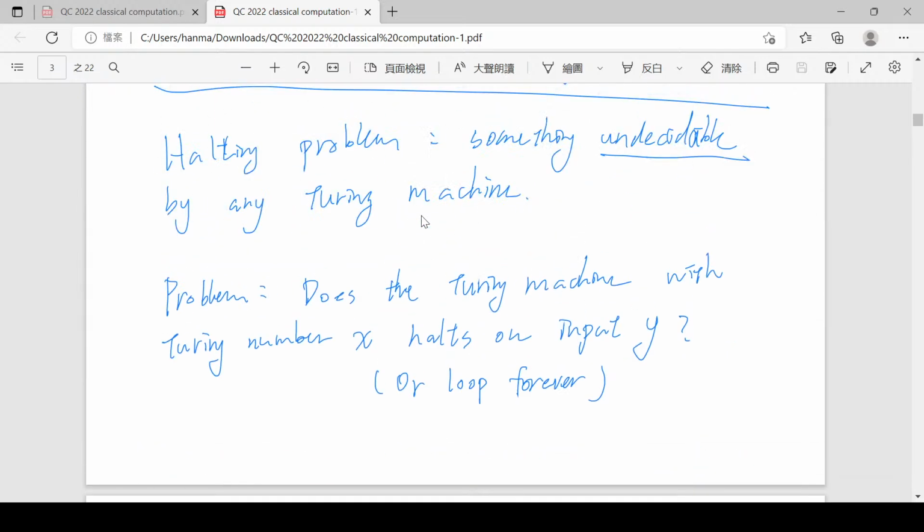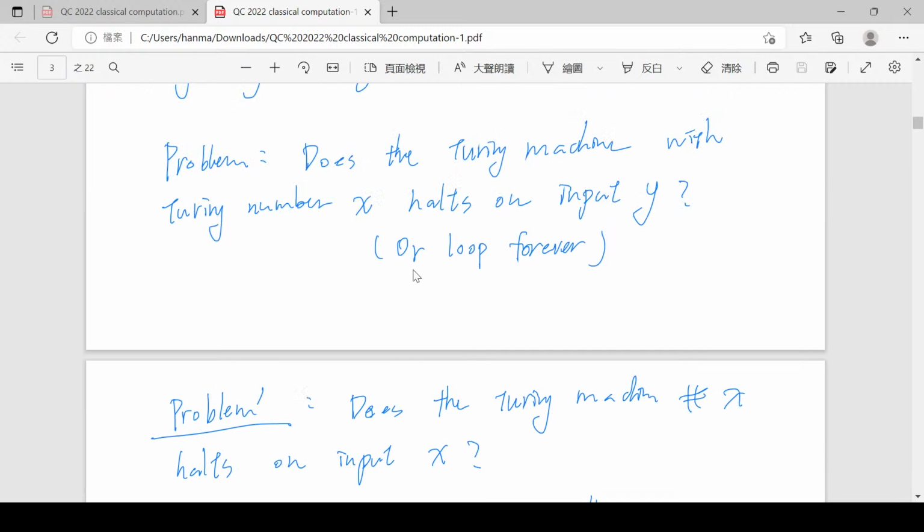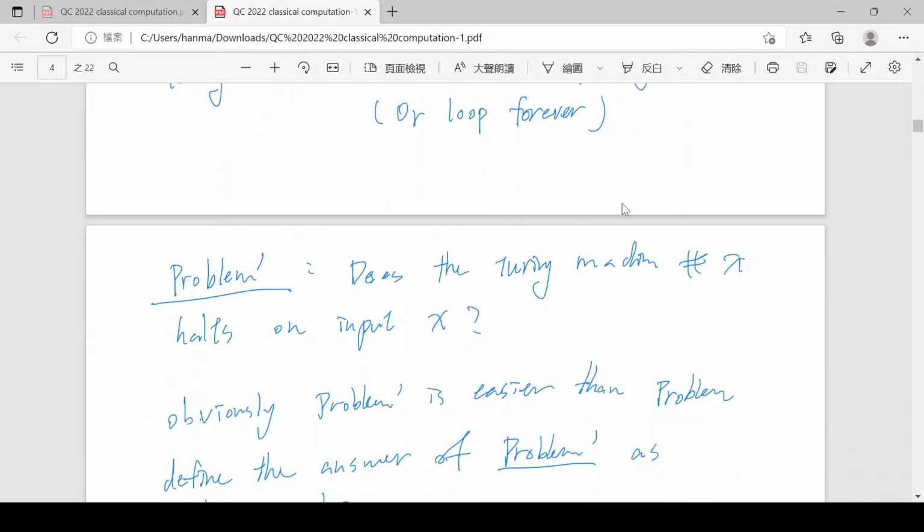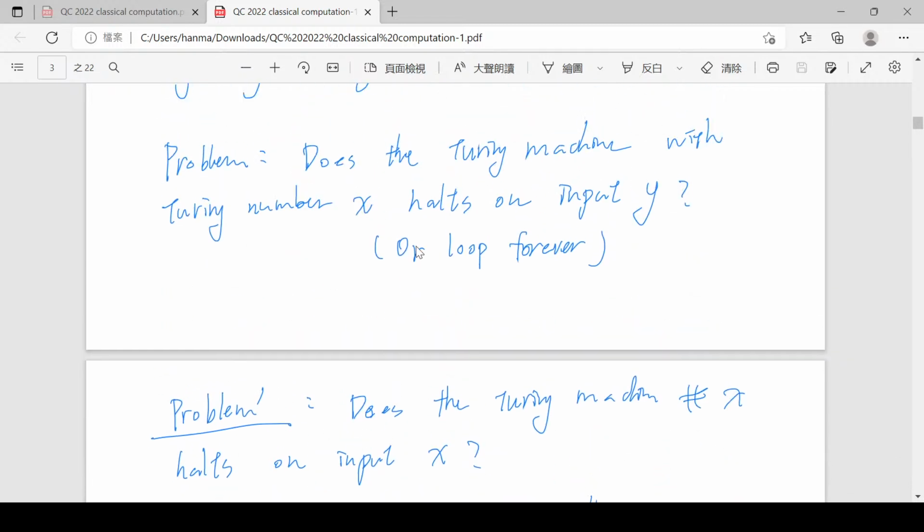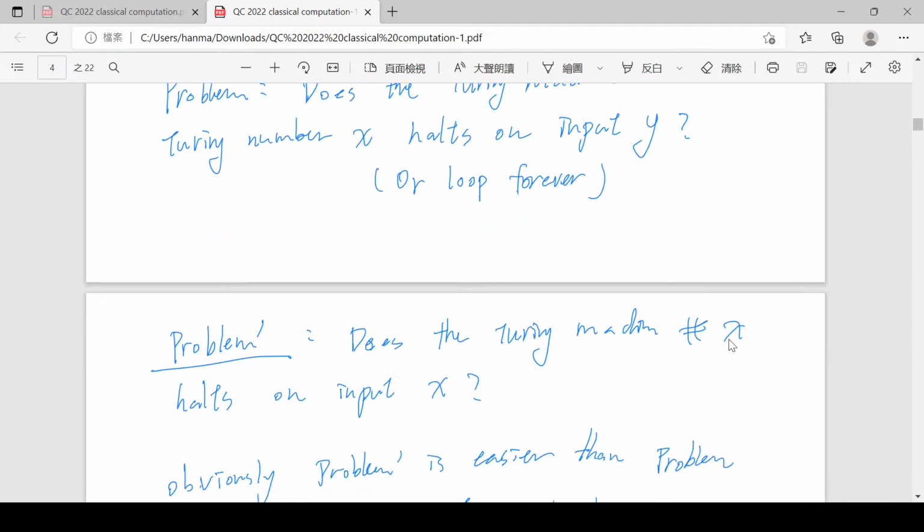So we start with a little reduction. So this problem is hard, but it's a little annoying. We make an easier problem. So we make a problem prime. That is, does the Turing machine number x halt on input x? So we put this Turing number on a tape and feed it into the machine itself. So basically, we're asking, does the machine halt on itself?